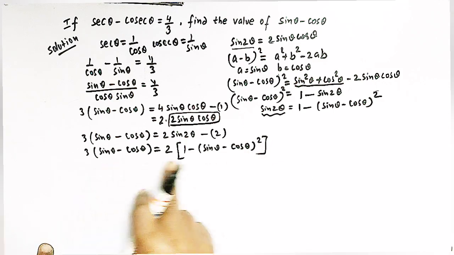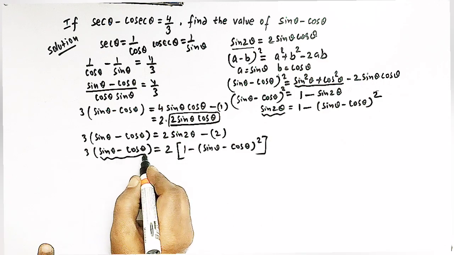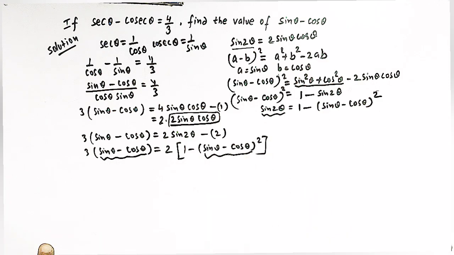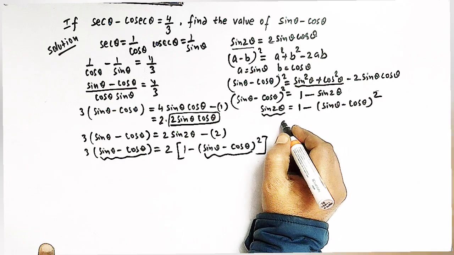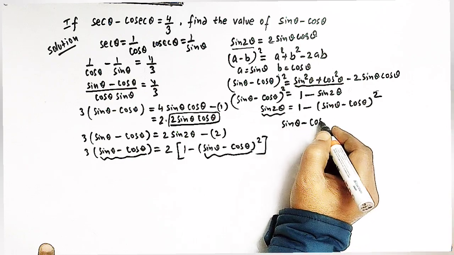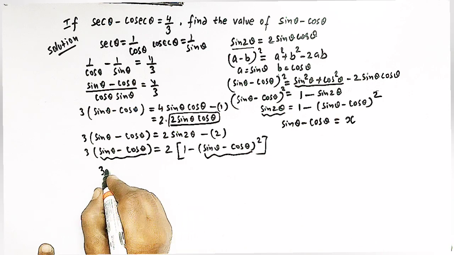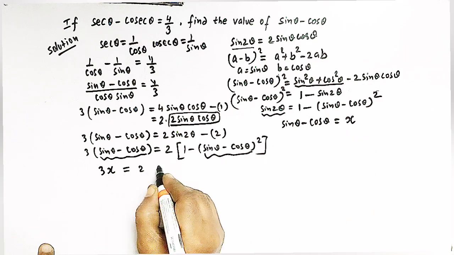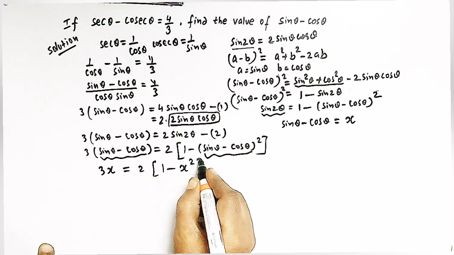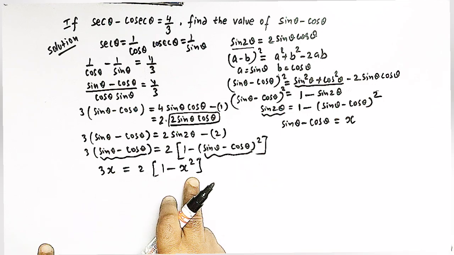Now from this expression we can easily observe that here we have sine theta minus cos theta, here also we have sine theta minus cos theta. So for simplicity we can assume sine theta minus cos theta is equal to, say, x, right? So we can now have 3x, replacing sine theta minus cos theta by x, and here we have 2 times 1 minus x square, where x square is sine theta minus cos theta square. Now this is a quadratic equation.